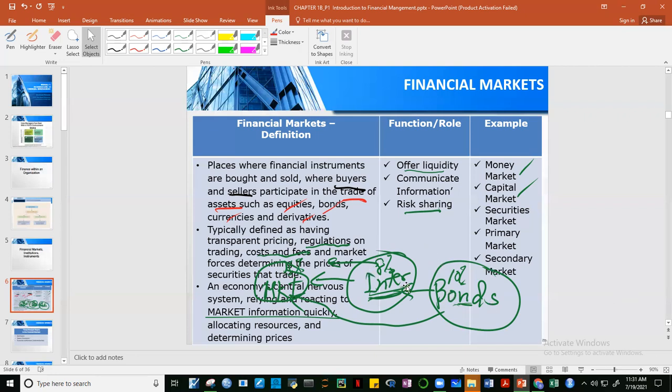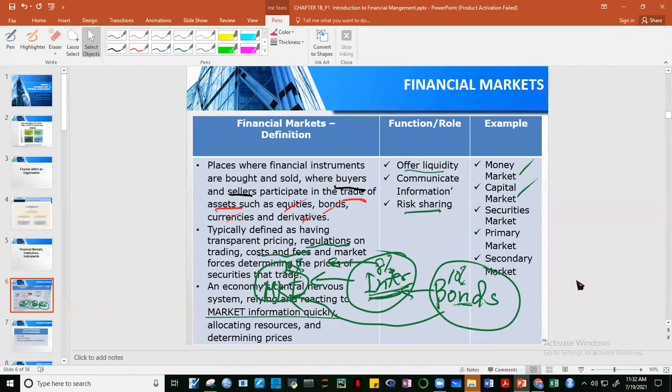Kasi nagre-research yung mga yan. Yan yung expertise nila. They have the expertise. They have the knowledge of the market. Okay, because that's what they do. Okay? So, yung risk na hindi makaka-raise ng funds yung company is shared with the intermediary. So, nababawasan yung risk ng mga investors, ng mga bondholders in this particular example.